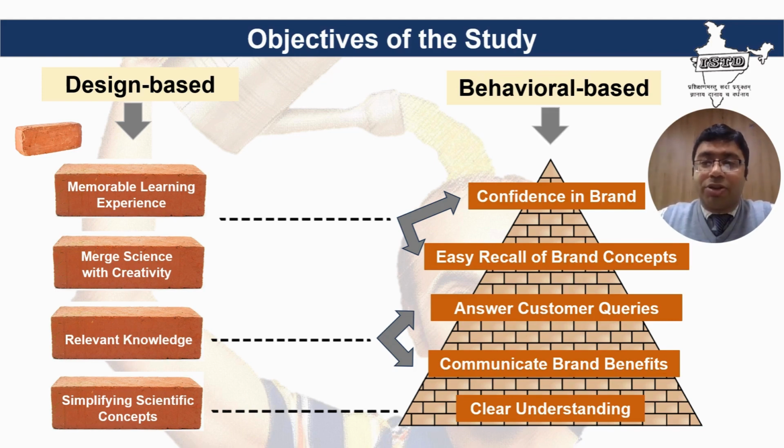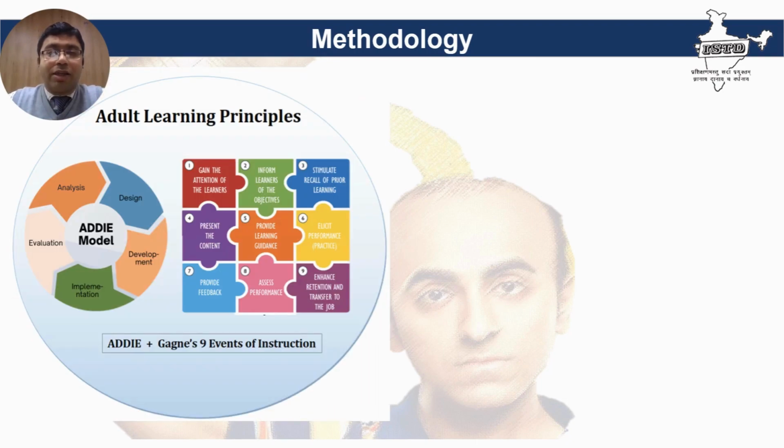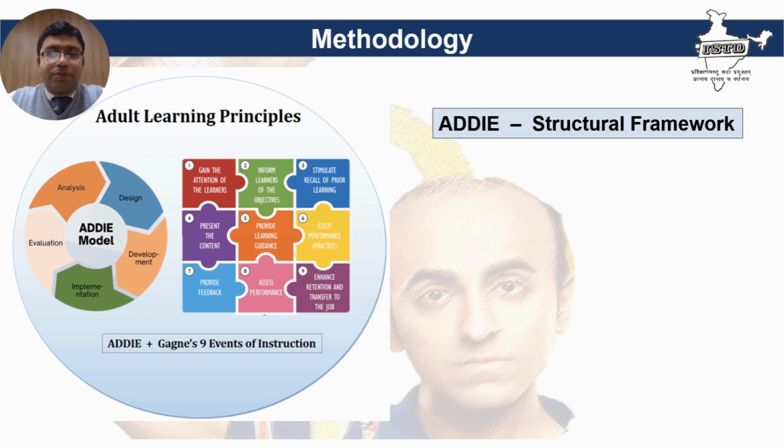Now, coming to the methodology, what methodology I adopted. So I took help of three methodologies. The first one was the ADDIE principles, then Gagne's 9 events of instruction, and along with that, combining these two under the umbrella of adult learning principles. So if I talk about ADDIE, ADDIE provided me the structural framework right from analysis phase to evaluation phase. I used all these phases for my presentation for designing purpose.